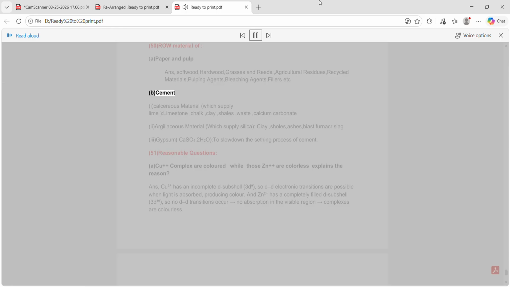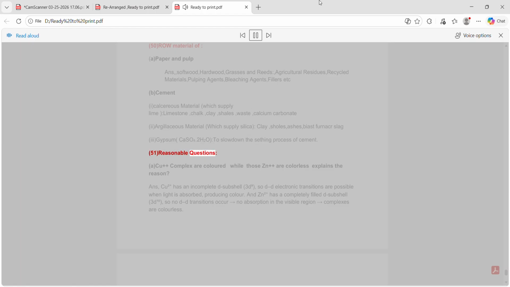B. Cement. 1. Calcareous material, which supplies lime: limestone, chalk, marl, shells, waste calcium carbonate. 2. Argillaceous material, which supplies silica and alumina: clay, shales, ashes, blast furnace slag. 3. Gypsum, CaSO4·2H2O, to slow down the setting process of cement.